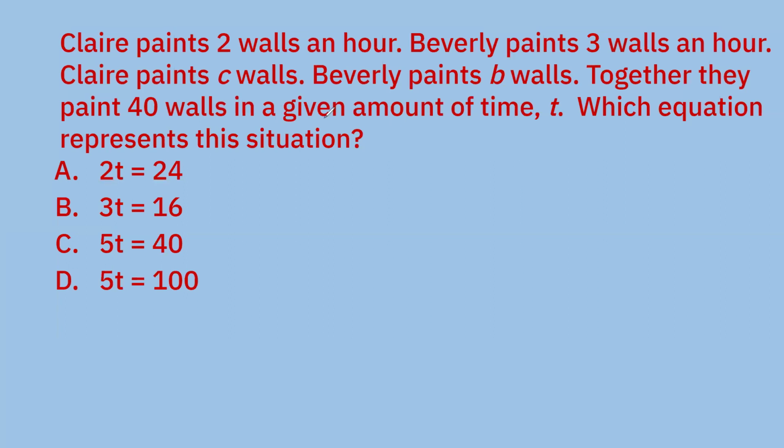Beverly paints 3 walls an hour. Claire paints C walls. Beverly paints B walls. Together, they paint 40 walls in a given amount of time, T. Which equation represents the situation? Okay, so this one's almost setting up like the first one, right?